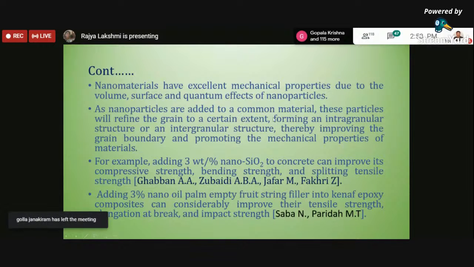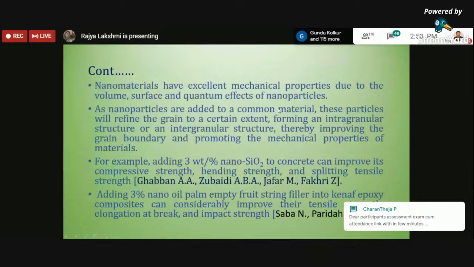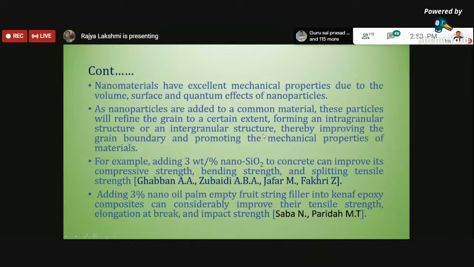As nanoparticles are added to any common material, they completely refine the grain. Once the grain is refined, the structure and properties automatically change. These structural changes may happen either intragranular or intergranular, which will improve the grain boundaries. And because of changes in grain boundaries, properties will automatically improve.